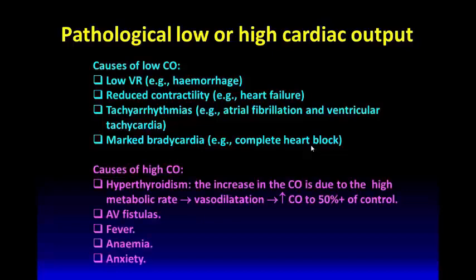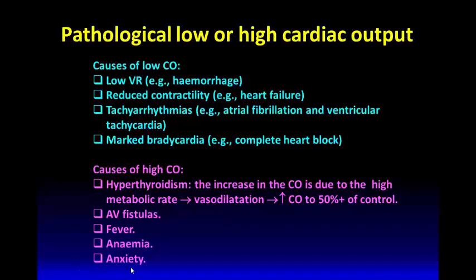Causes of high cardiac output include hyperthyroidism, AV fistulas, when there are fistulas between arteries and veins, fever, and anemia, because these are all associated with hyperdynamic circulatory states, and also anxiety as a result of sympathetic stimulation.